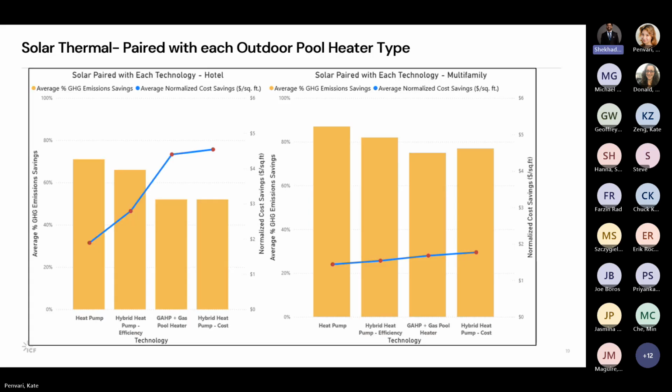This slide focuses on solar thermal paired with other technologies for outdoor pools, both in multifamily as well as hotel building types. In this parametric run view and the following results, we saw that the same pattern was observed for both. Hybrid pool heater, when run on minimum cost mode, has the highest normalized cost savings when paired with solar. The heat pump has the highest GHG emission savings percentage when paired with solar.